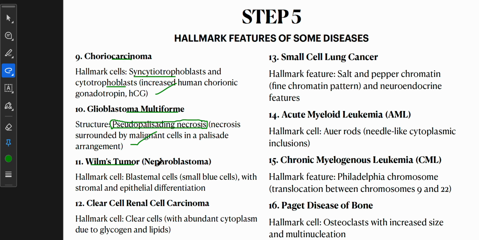And in Wilms tumor, that is nephroblastoma, it is a tumor of children. The hallmark cells are blastemal cells, which are small blue cells with stromal and epithelial differentiation. And in number 12, there is clear cell renal cell carcinoma. So the hallmark cells are clear cells because there is abundant cytoplasm due to glycogen and lipids. There are clear cells present in renal cell carcinoma.